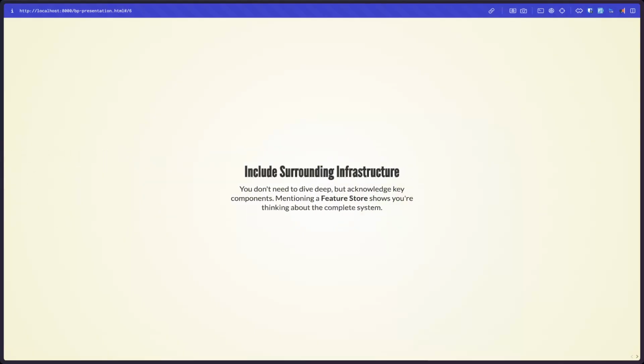You're designing the whole system, so do not just draw the model. You don't need to design a feature store from scratch, but you absolutely should have a box on your diagram that says feature store. It shows that you're thinking about the practical realities of building and maintaining the system.